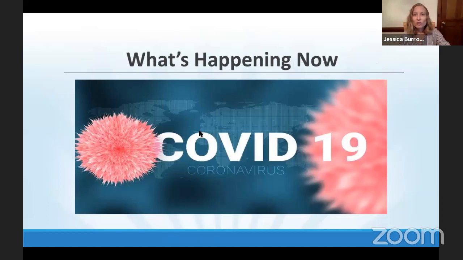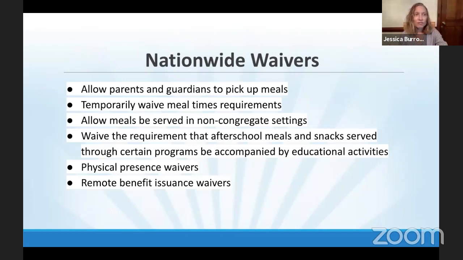So now, what's happening post-COVID-19? In order to address this epidemic, right out of the gate, federal policy issued nationwide waivers across the board to increase access to food. I just put up here a few of the waivers. There are many more, and if you're interested, you can find them on the USDA Food and Nutrition Service website. But just as a quick example, one of the waivers allows parents and guardians to pick up meals to bring home to their kids.